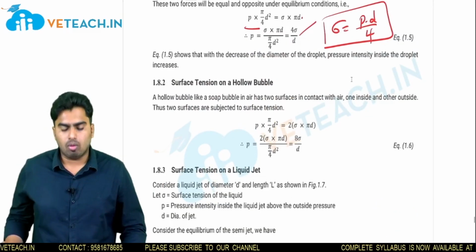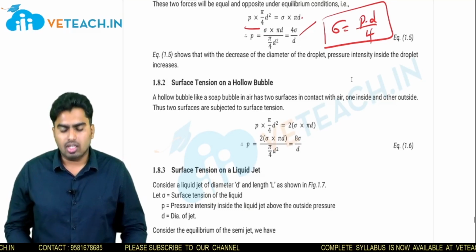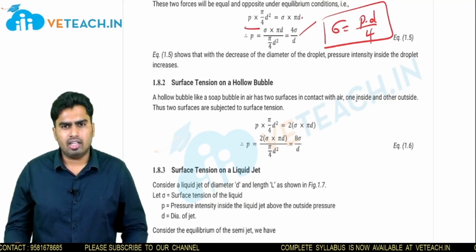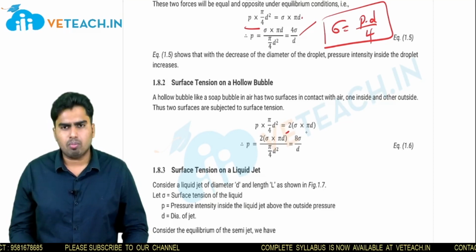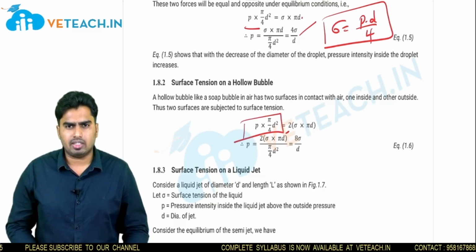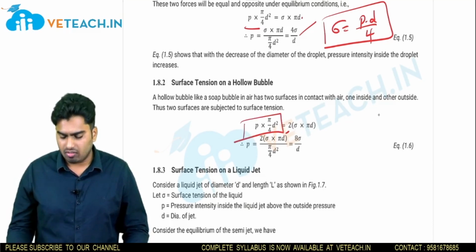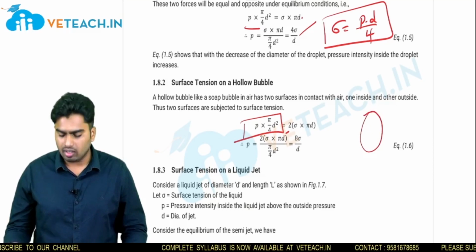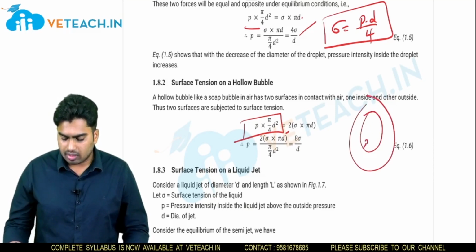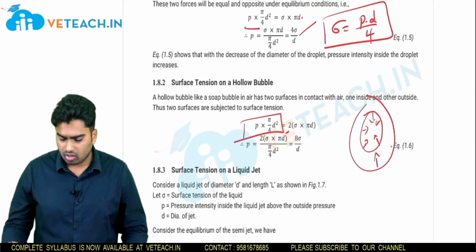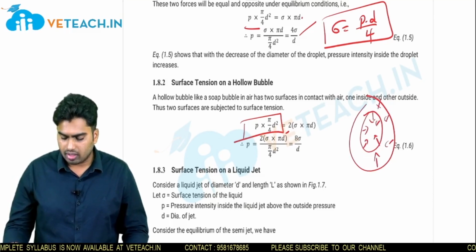Surface tension on a hollow bubble. For a hollow bubble there will be two layers, an outer layer and an inner layer. The pressure acting on the inner surface will remain the same, but the surface tension will act on two layers, that is, an inner diameter layer and an outer layer. The surface tension on the inner layer looks like this, and the surface tension on the outer layer looks like this.